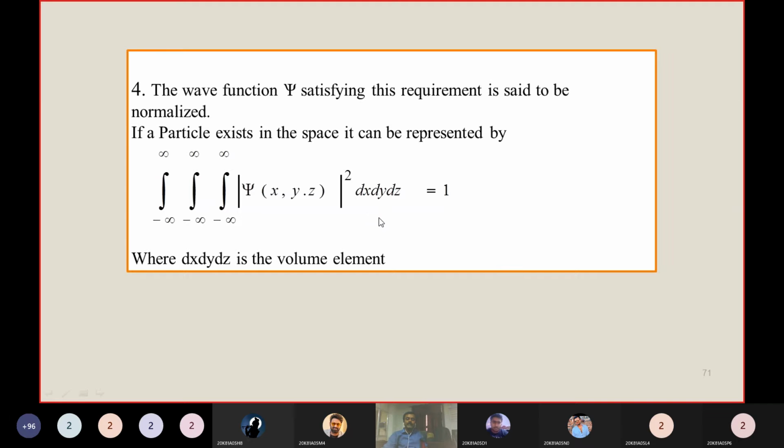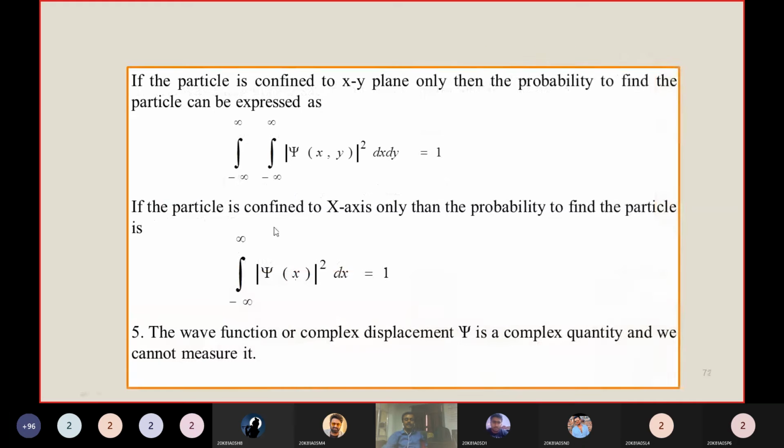Here we are taking 3 dimensions, that's why this is the volume element, dx dy dz. Now if the particle is contained only in the xy plane, that is two dimensions, then the probability of finding the particle is integrated from minus infinity to infinity. According to the x-axis integration, according to the y-axis integration, so here we take only dx dy. Now total probability equal to 1.